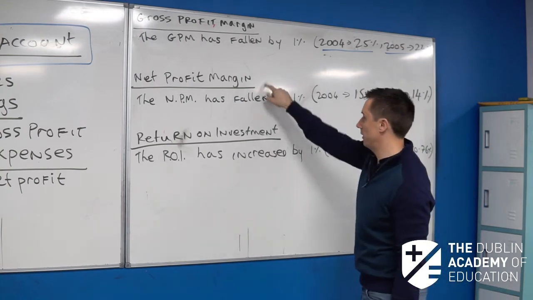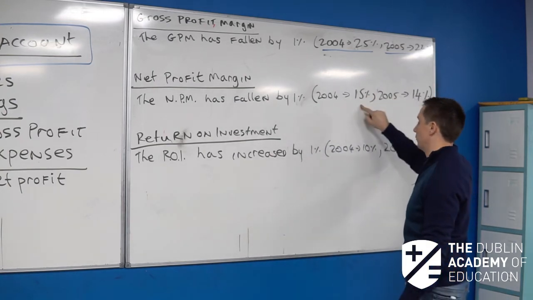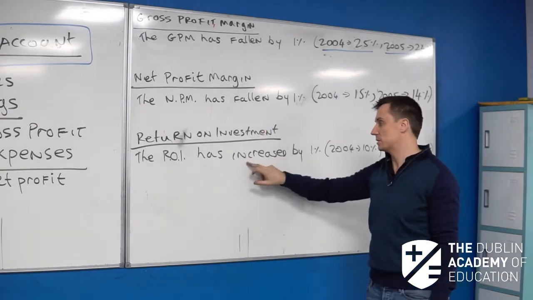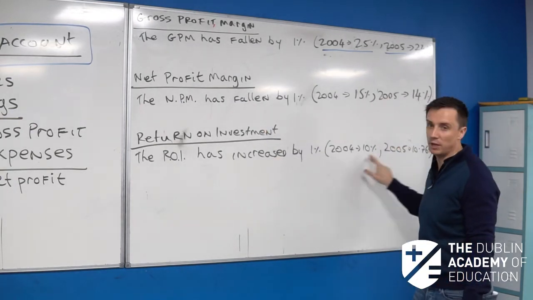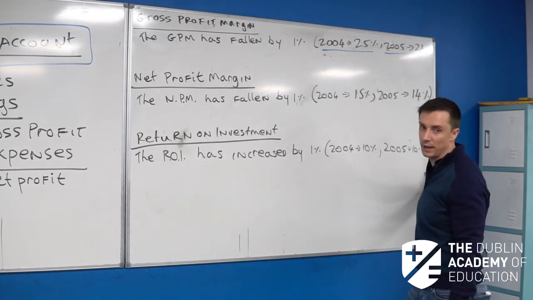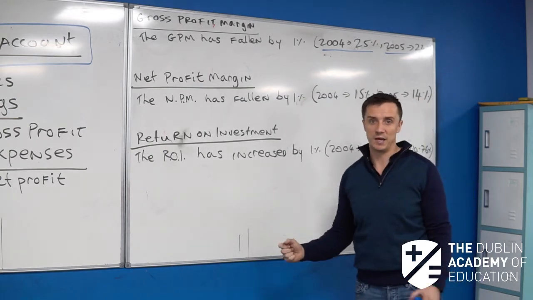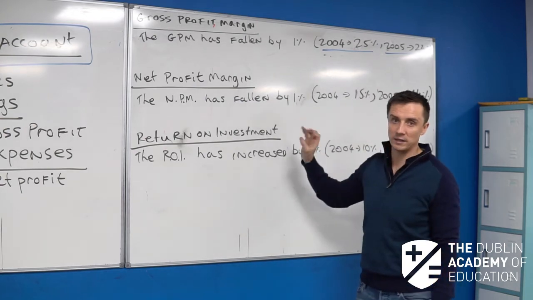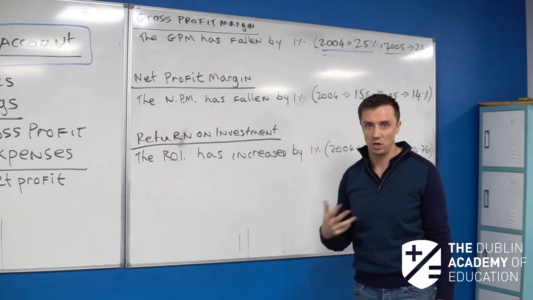Okay, next thing then, your net profit margin has fallen by 1%, 2004 15%, the following year 14%. And then return on investment has actually increased by 1%. 2004 was 10%, and the following year went up to 10.76%. We can round it off as 11%. Right, so we've put in the trends. Now, discuss the trends and show an understanding of why.